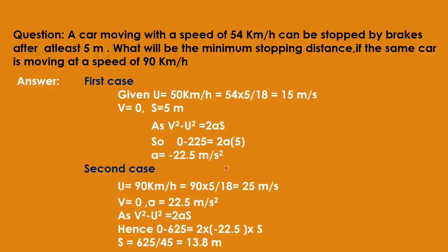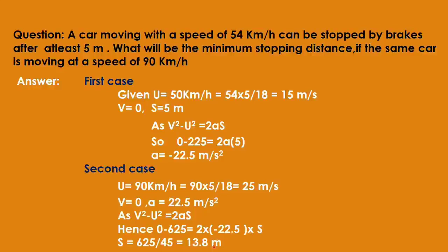So with the same vehicle, if you are moving with 90 km per hour, of course you can convert it into meter per second by multiplying simply by 5 by 18. You can use this directly, no problem. You are getting 25 meter per second. And retardation is the same, that is minus 22.5 meter per second square. Final velocity is 0. So you can calculate the distance, which is the stopping distance of that vehicle or the car here. By putting the values, I am getting 13.8 meter.